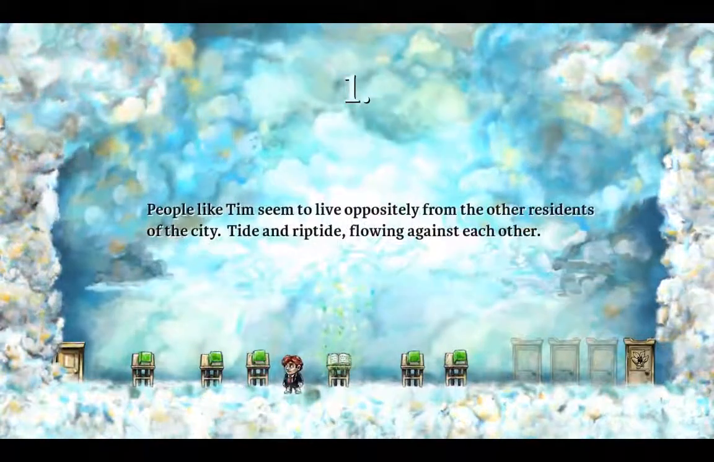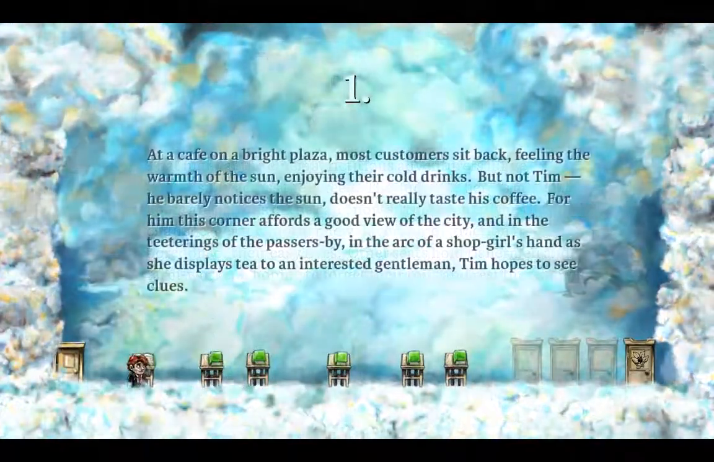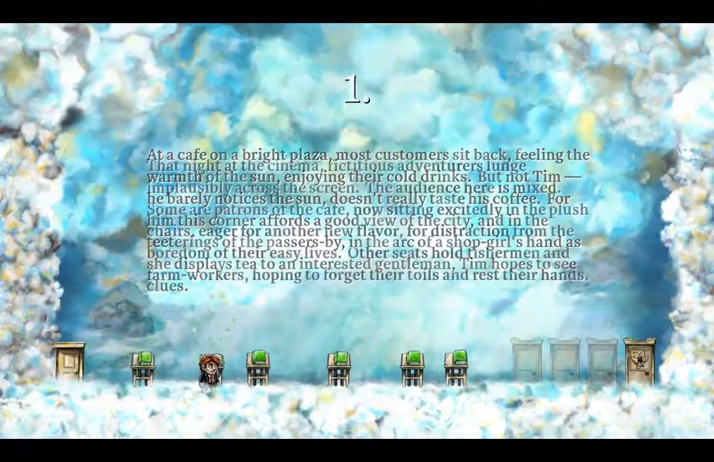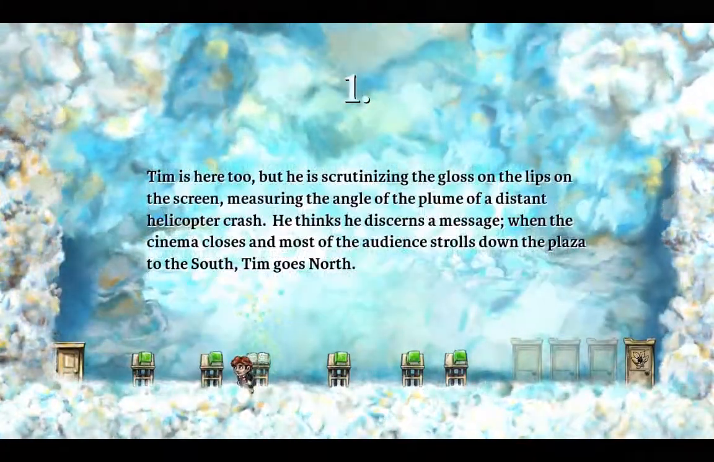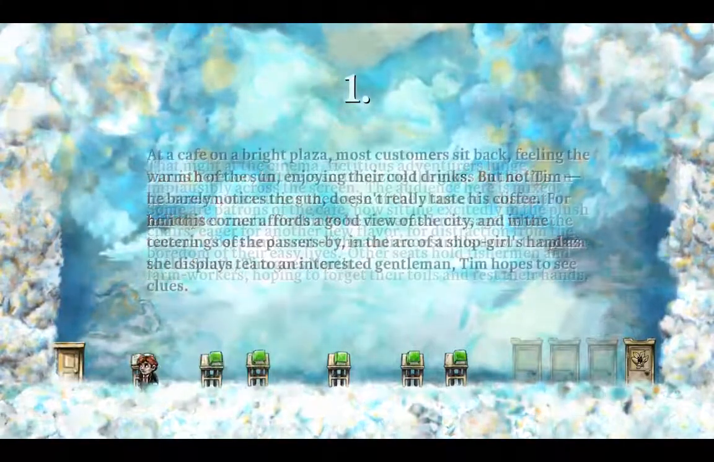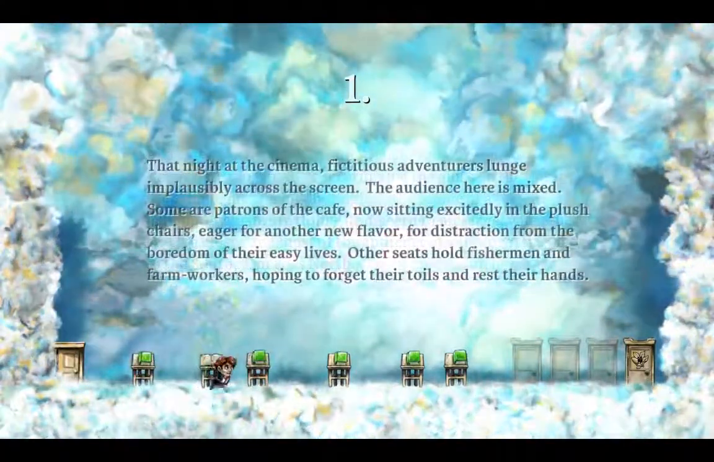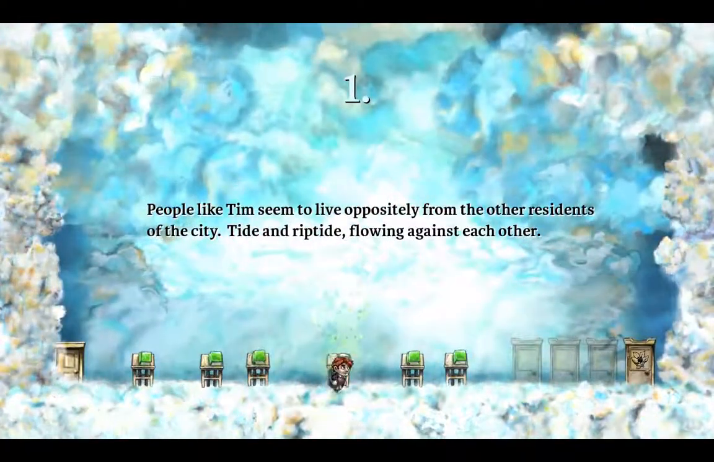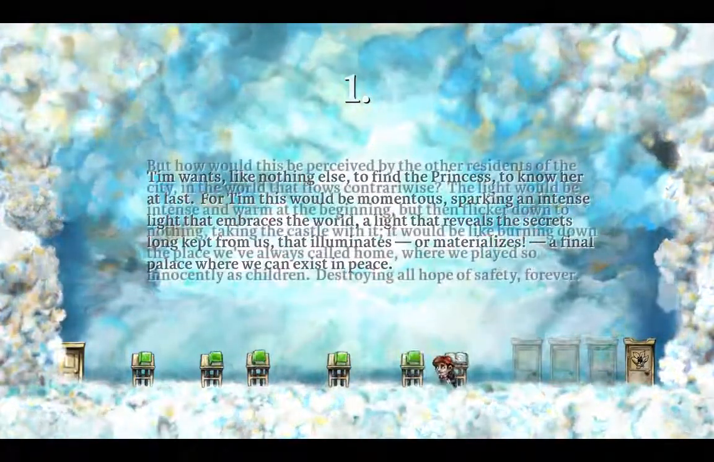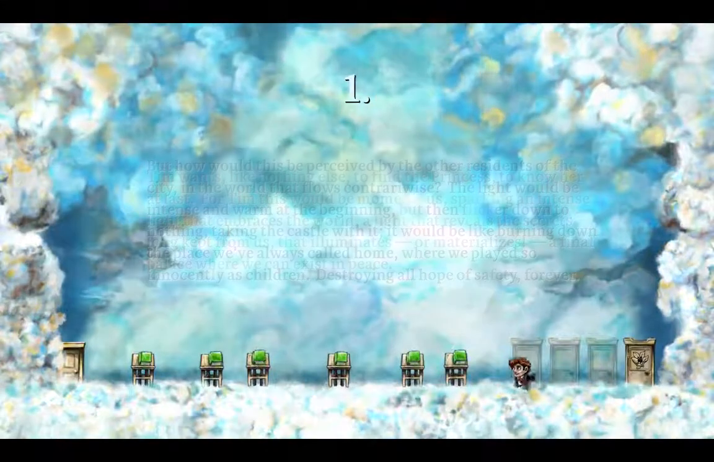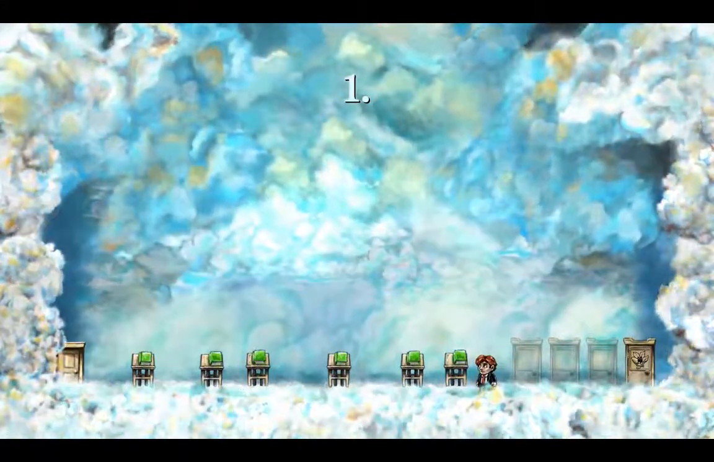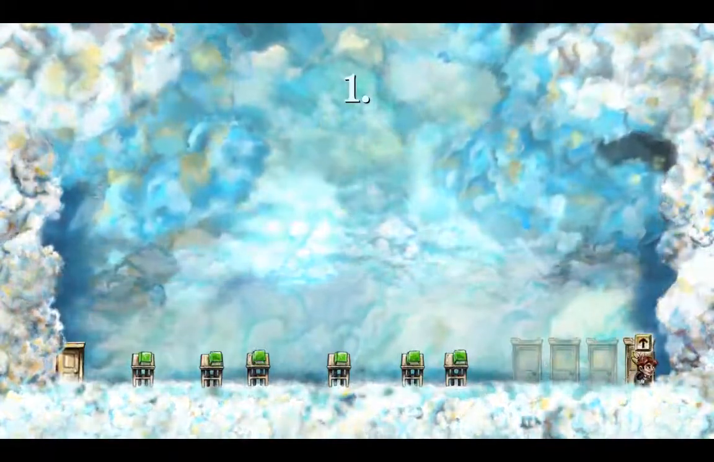And notice how these books are arranged so that this one is separate from the other two. This is about the cafe, these two are about the cinema, so they're closer together. This is about him saying that he's different, and then this is about his thoughts. Even the placement of the books indicates which parts of the story belong together.